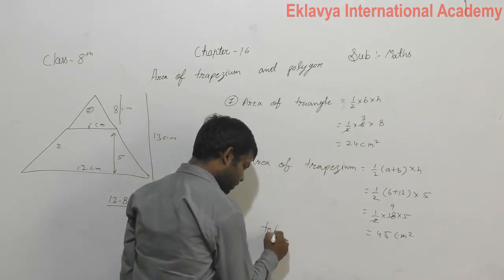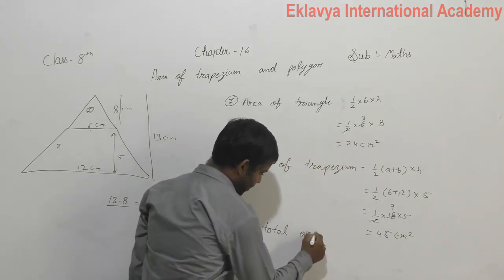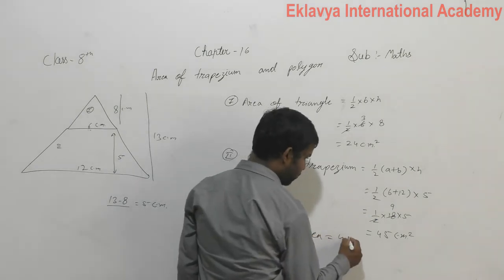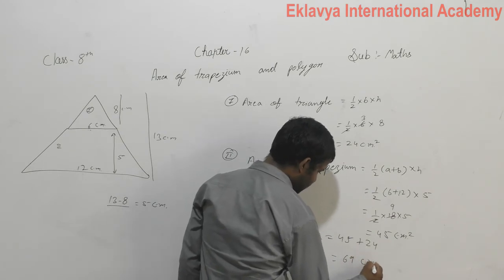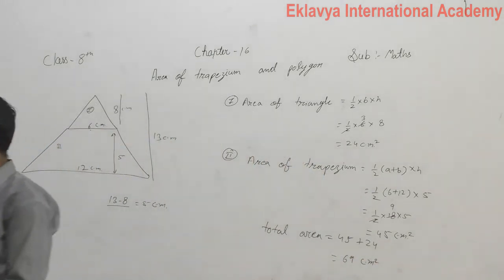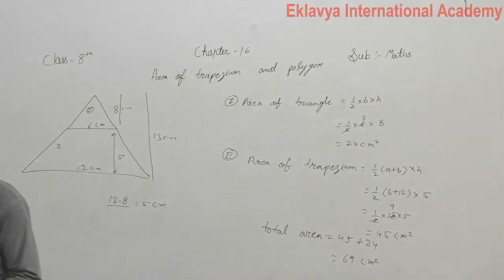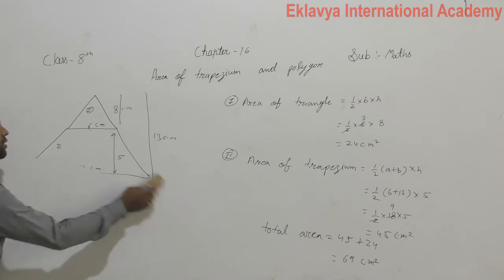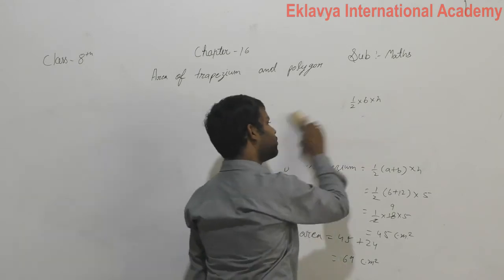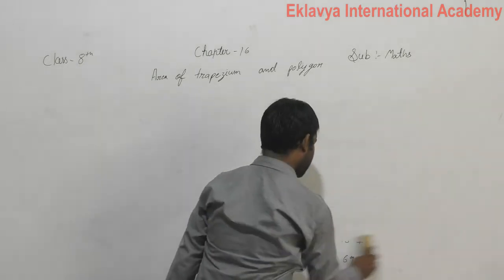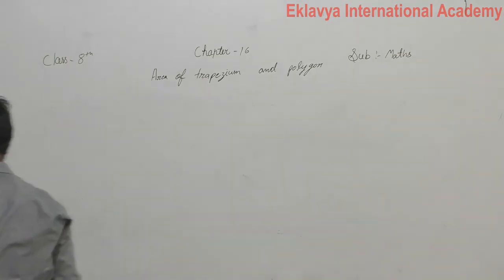Then total area is equal to 45 plus 24, we got 69 centimeter square. Okay students, now we will divide some figures into parts and you calculate these areas at home. Do practice similarly. I will explain all the figures here and you will solve these figures yourself.